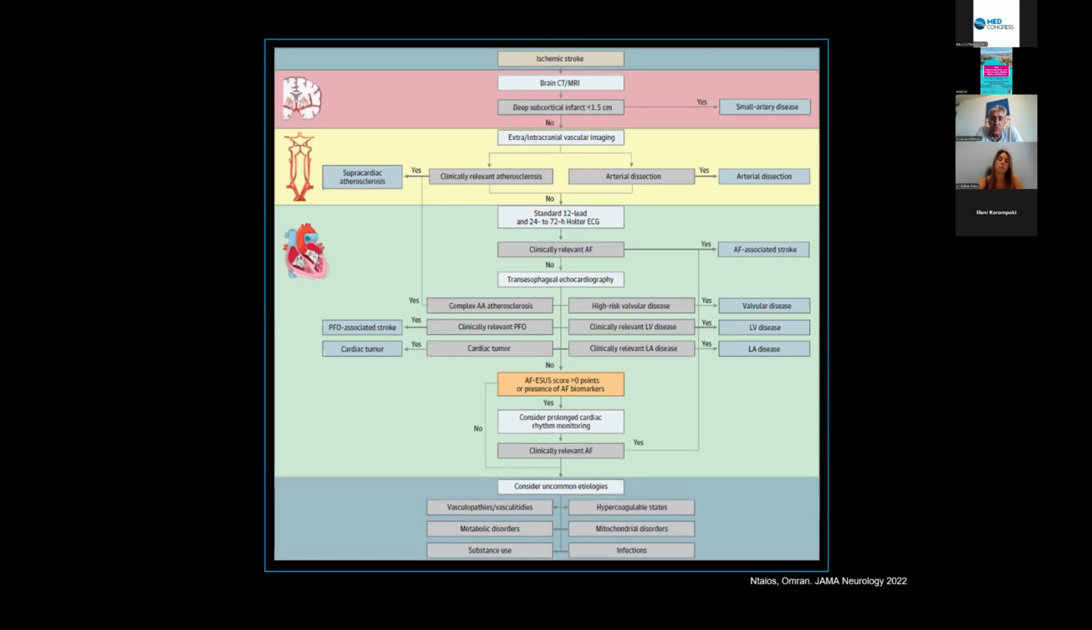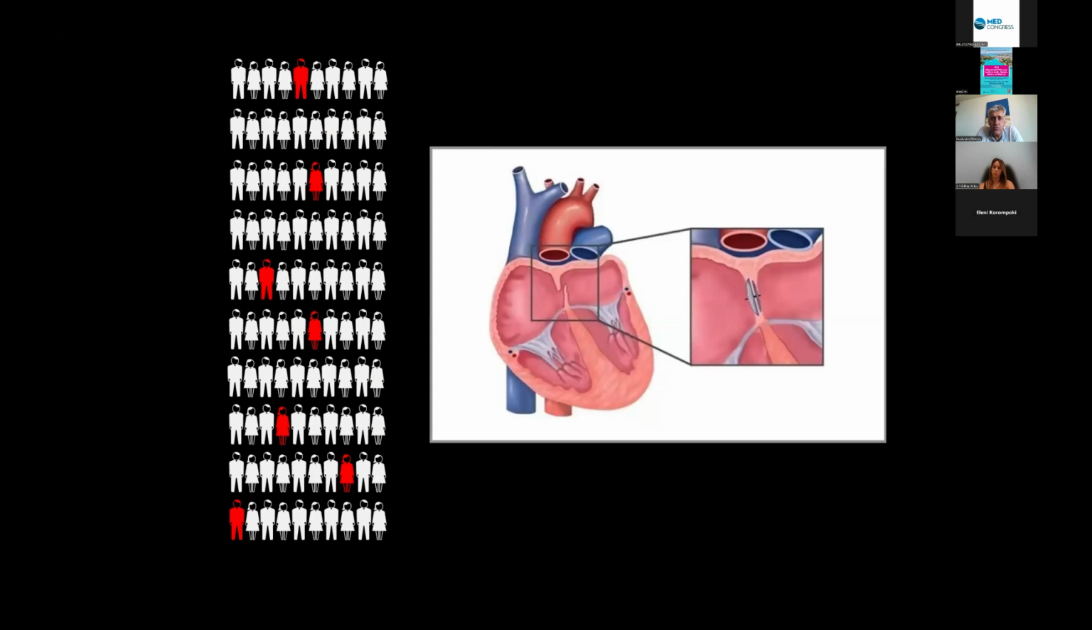If this is the case, then we have to assess whether this is an actionable finding and we should do something for that. So this is what a PFO is. It's a hole between the right atrium of our patient and the left atrium of our patient.